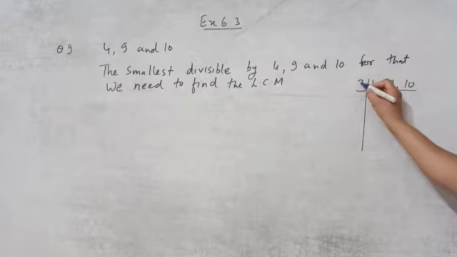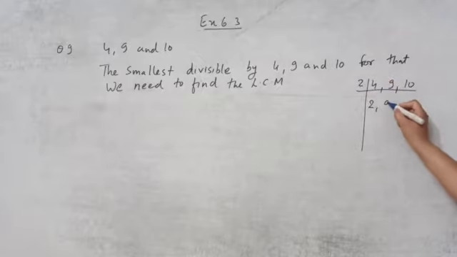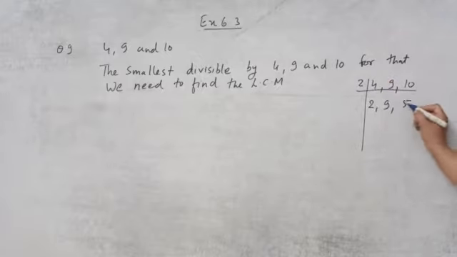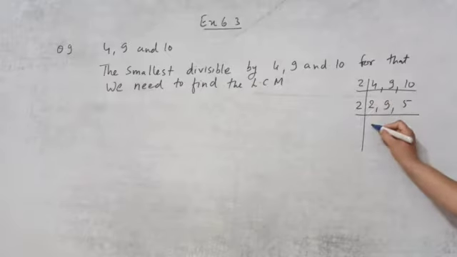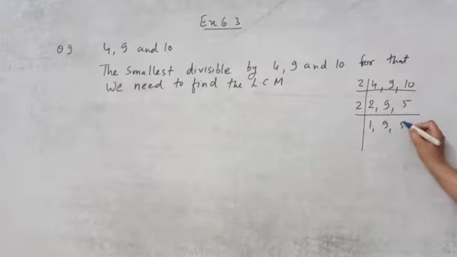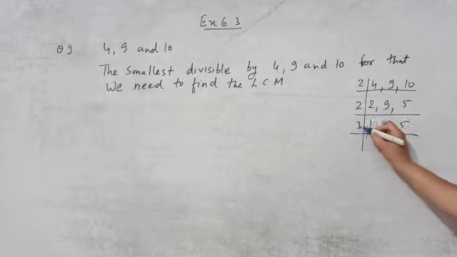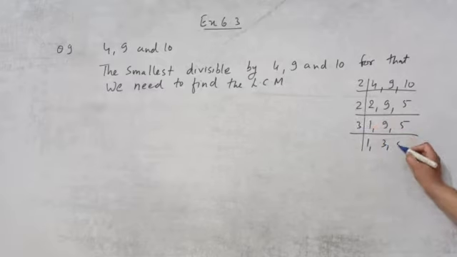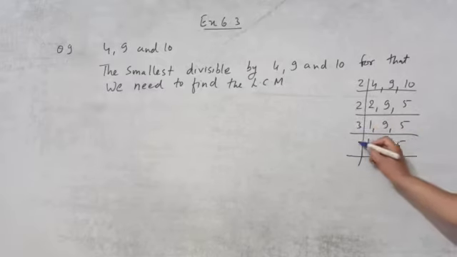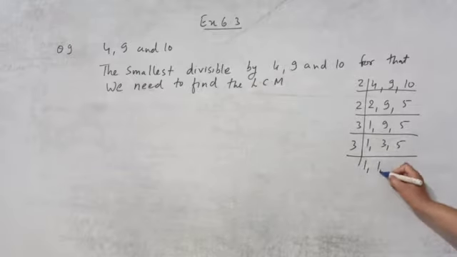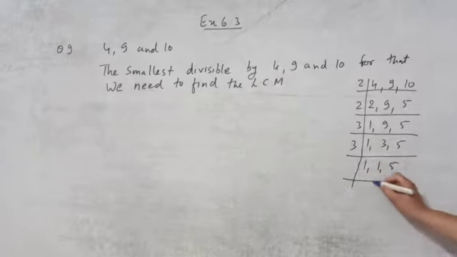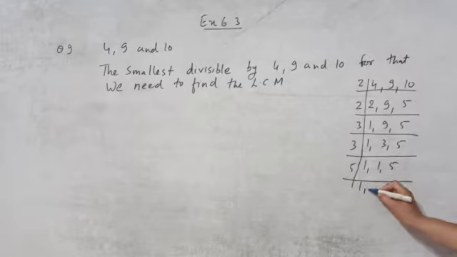Dividing by 2 we get 2, 9, 5. Again with the 2, we get 1, 9, 5. Now with the 3, we get 1, 3, 5. Again with the 3, we get 1, 1, 5. Now with the 5, we get 1, 1 and 1. So this is the LCM.